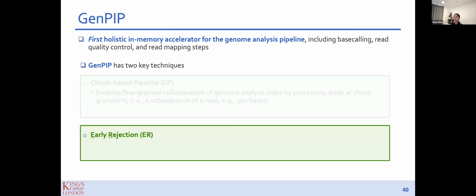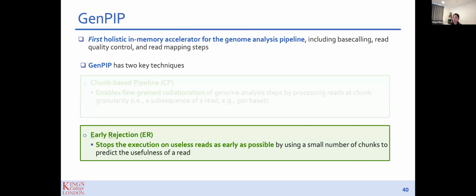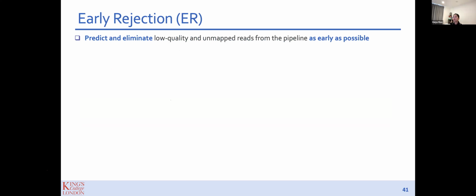Okay, then the second technique of GenPIP is early rejection, where we stop the execution on useless reads as early as possible by using a small number of trunks to predict the usefulness of the read. So early rejection predicts and eliminates the low quality and unmapped reads from the pipeline as early as possible.